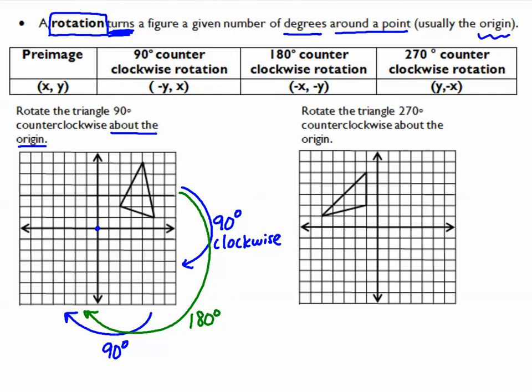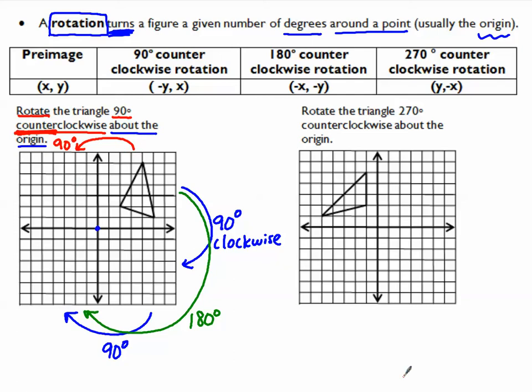Now in this particular problem, we are rotating the triangle 90 degrees counterclockwise. So that means against the way of a clock, opposite of the way of a clock. So from here, going backwards 90 degrees, going counterclockwise 90 degrees is going to this quadrant. This will be counterclockwise 90 degrees.